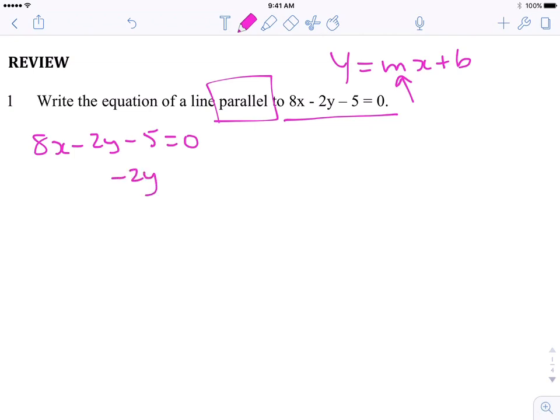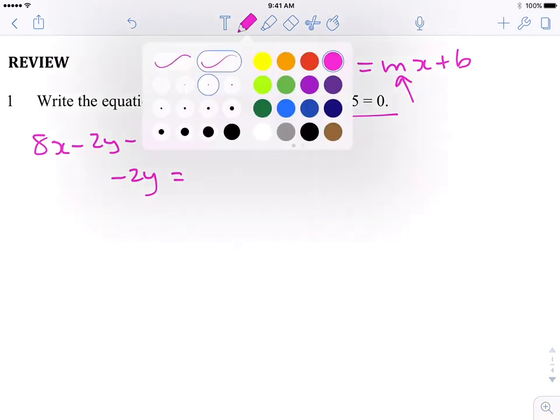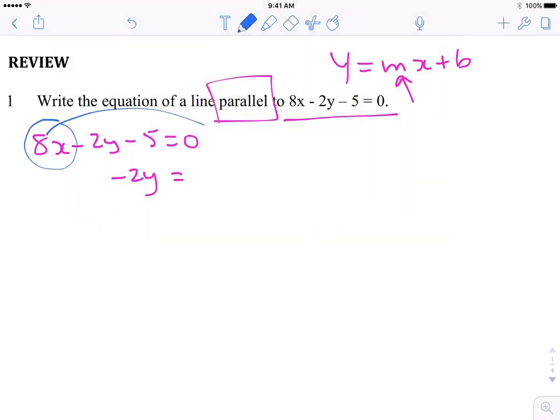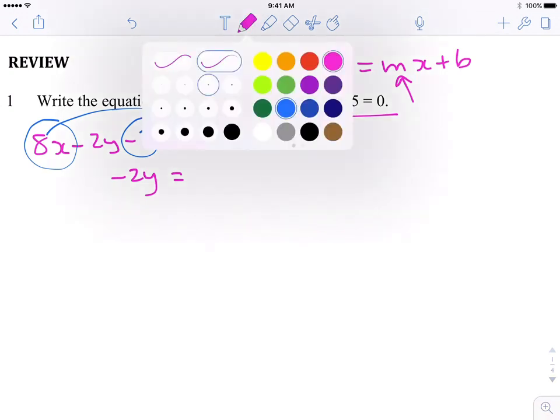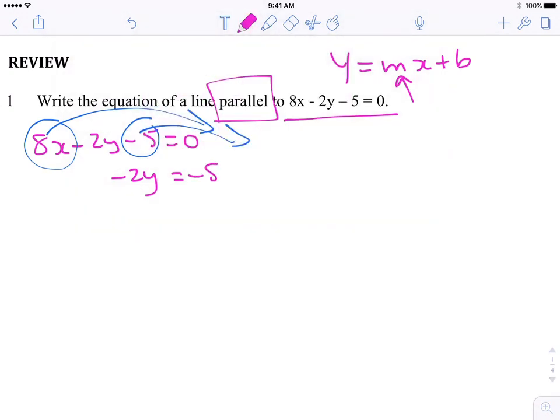I'll leave my negative 2y here, and I'm going to send 8x over the other side and negative 5 over the other side, and they will change signs. So I'll have negative 8x plus 5. I want to isolate the y. I really want y equals, how do I get this alone? I divide by negative 2.